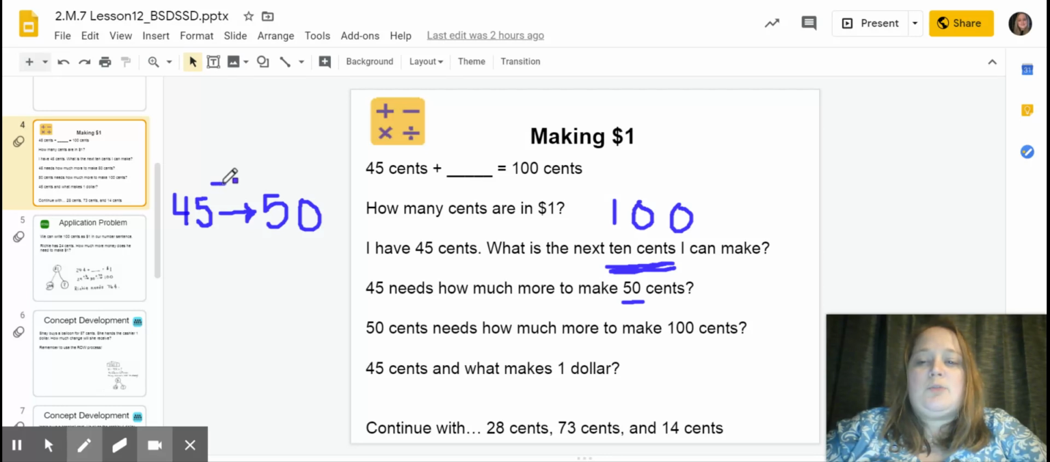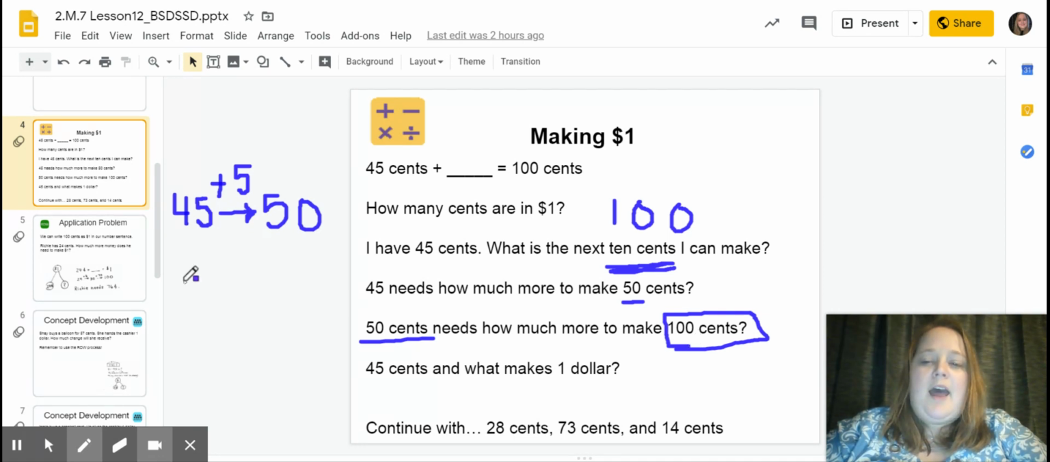So I want you to keep track of how much we're adding on. So I added 5 cents here. All right, let's look at our next step. Am I at 100 cents yet? No, I'm only at 50. 50 cents needs how much more to make 100 cents? 50 needs how many more to make 100?